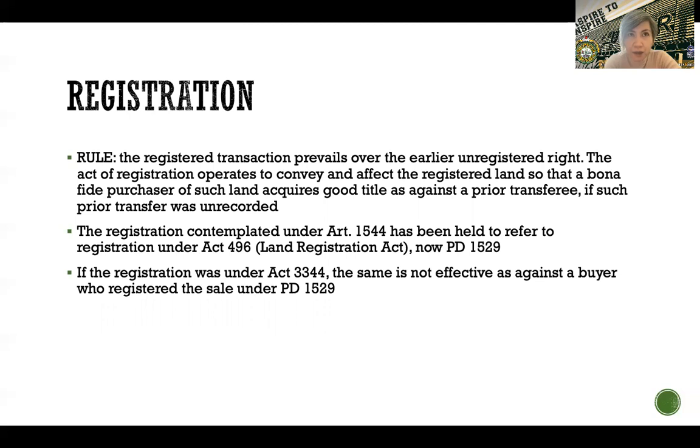However, there is another act. So if the registration was made under Act 3344, which is a separate law, it is not effective as against a buyer who registered under PD 1529 or from its predecessor na Act 496.